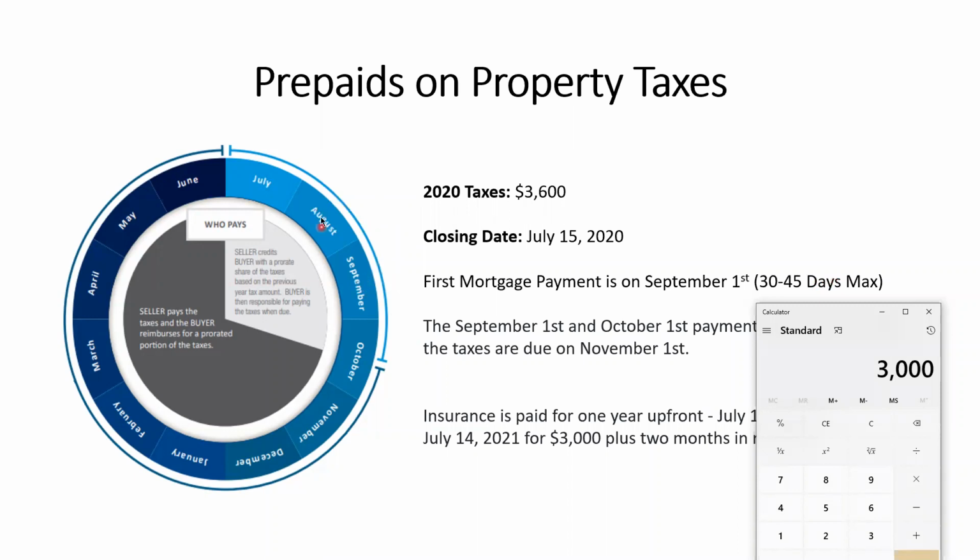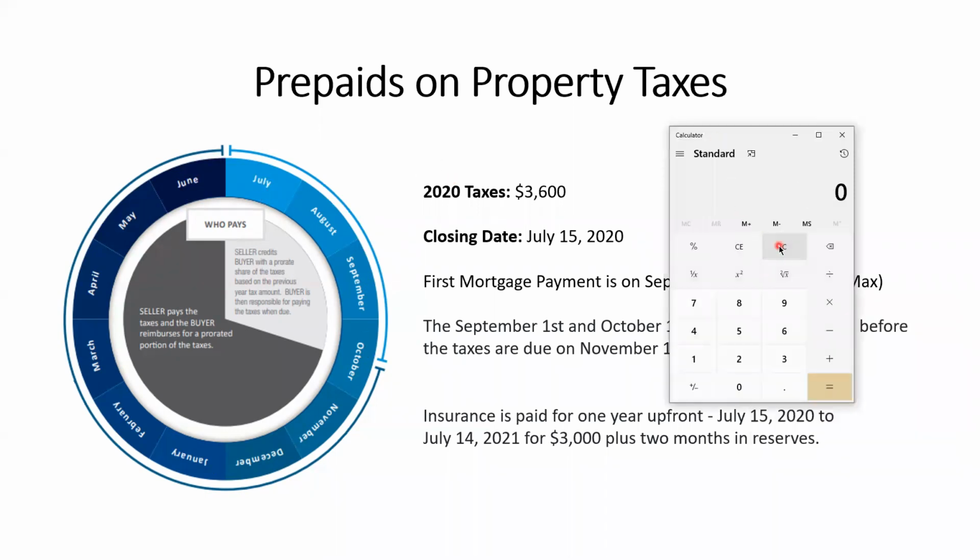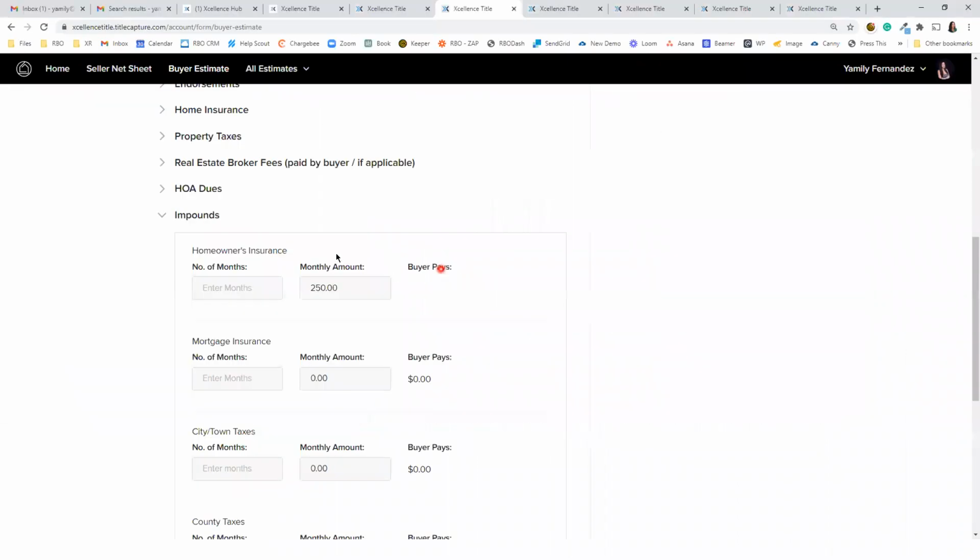So they didn't pay the month of August of homeowners insurance. So when you count the months, this is 1, 2, 3, 4, 5, 6, 7, 8, 9, 10, and then the policy is due on July 15, they in reality only have 10.5. So they're short. They're going to be short about 1 month and a half in insurance. So what you want to do is go back to Xcellence title and enter in 2 months right here.